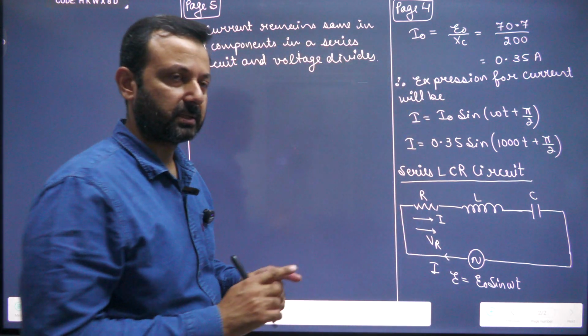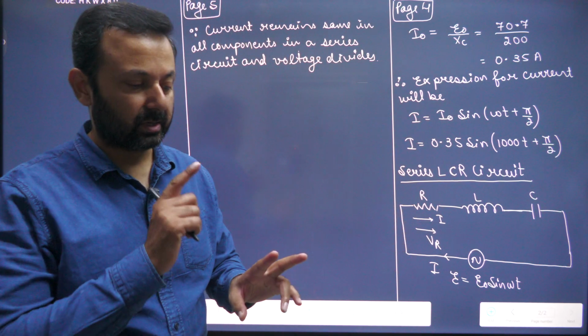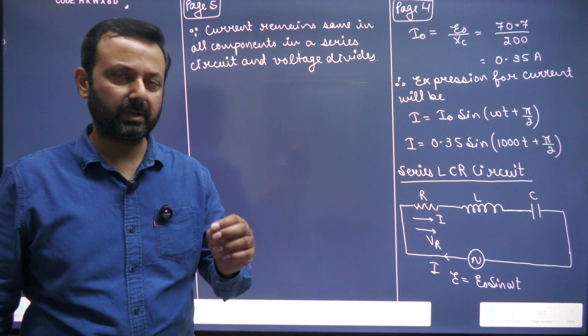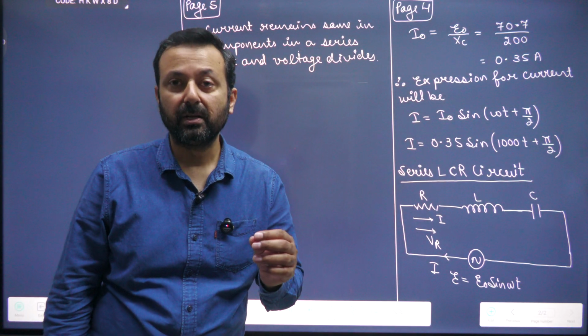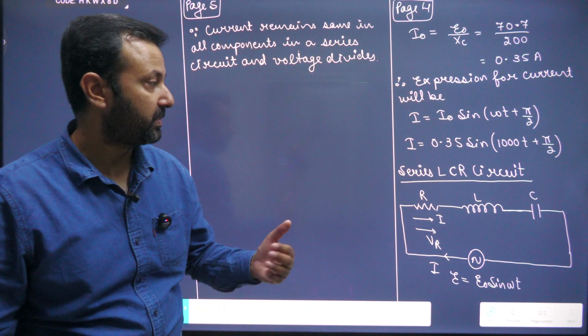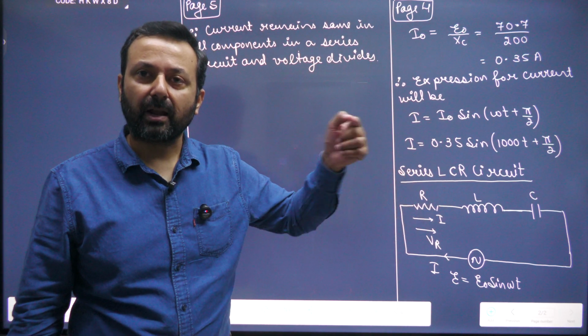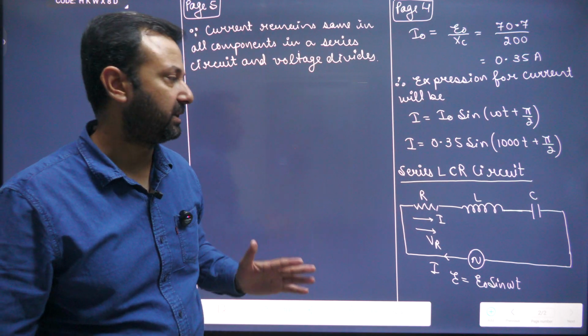VR, the voltage across resistance, and the direction of current are the same, because in a resistive circuit, I have seen that current and voltage are in the same phase with each other. But in an inductive circuit, in the case of an inductor, I have seen that current lags behind the voltage by 90 degrees.